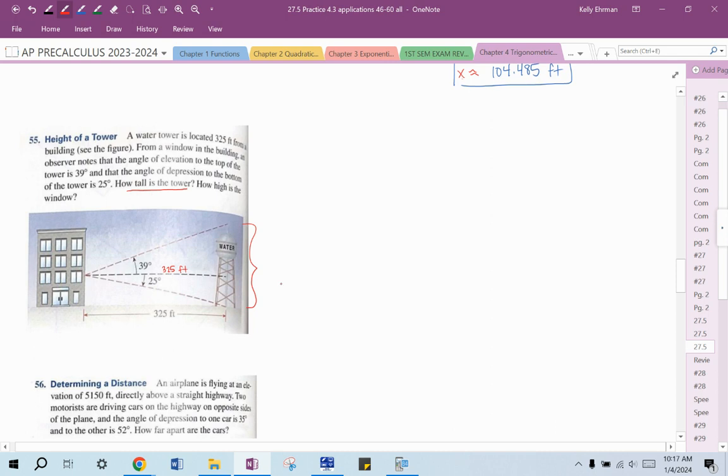So I don't know how tall the tower is right now, but there are two right triangles here again. Let's call the first right triangle's leg x, and let's call the bottom leg y. So we're going to set up two tangent equations again. The height of the tower is whatever x plus y is. So let's set up our first tangent equation because I have opposite and adjacent. The tangent of 39 degrees equals x over 325. And the other equation is the tangent of 25 degrees equals y over 325.